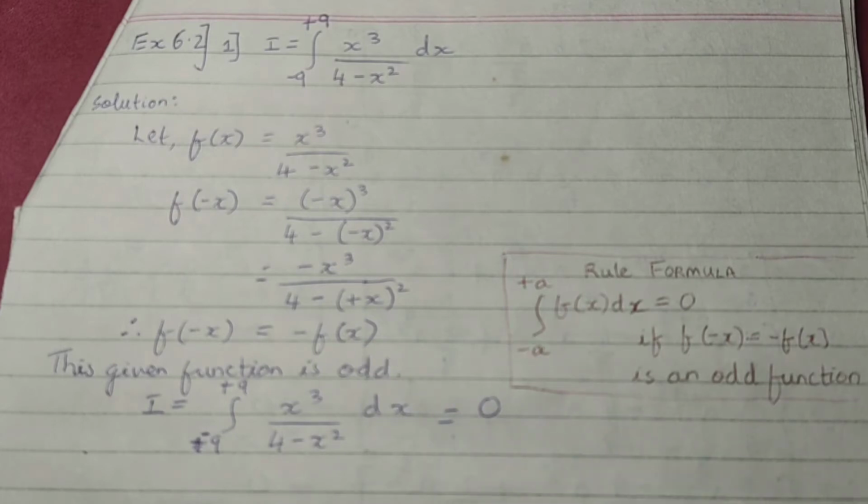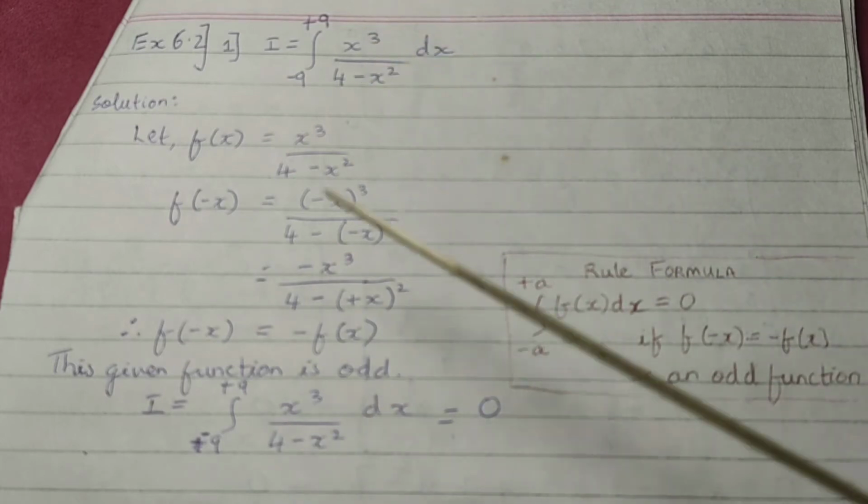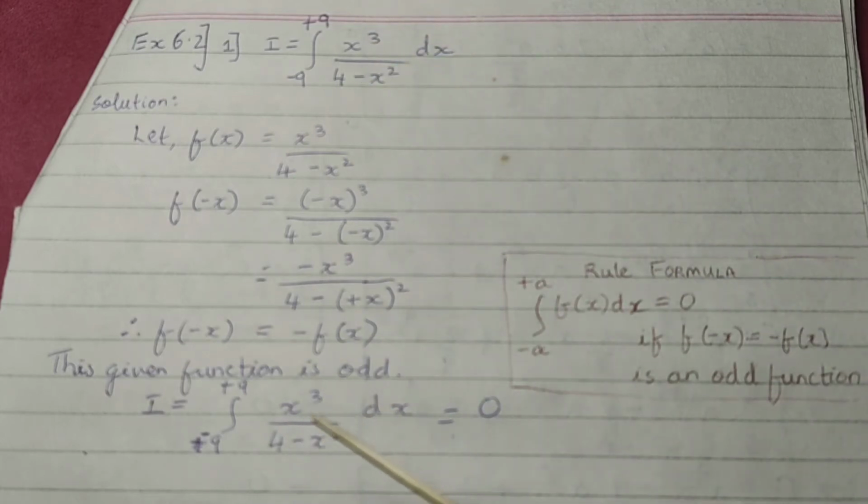So for that reason we have to write down the question itself, with the lower limit and the upper limit. The integral of x cube divided by 4 minus x square dx is equal to 0. Why is it 0? Because this is an odd function, it is coming minus x. For that reason the integral is 0. So our answer is I is equal to 0.